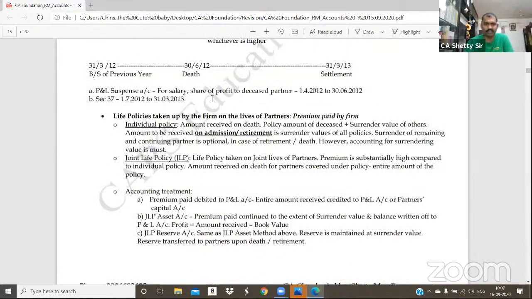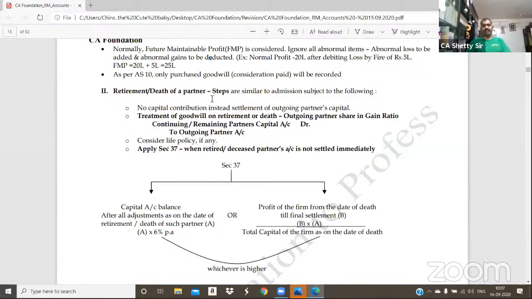Write these two points in your notebook. Retirement by death. In retirement, the retiring partner's closing capital is credited to his loan account, unless specifically given that it is settled immediately.